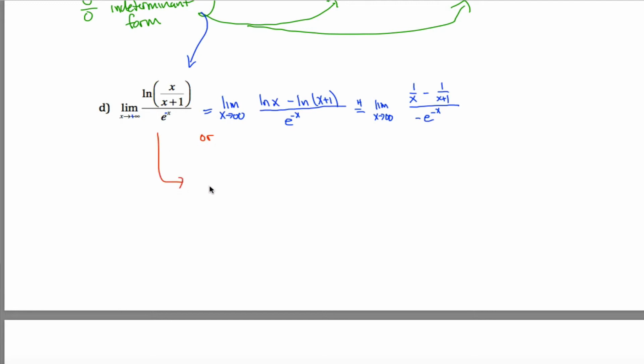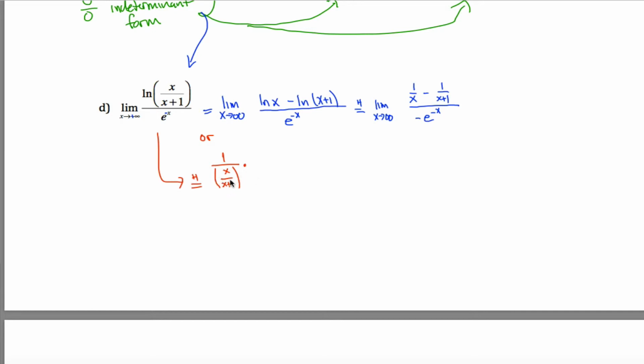you could say that this thing right here equals, using L'Hopital's rule, the derivative of the top would be 1 over all that stuff times the derivative of that stuff. I'm using the chain rule here. And so to figure out the derivative of this stuff, to figure out the derivative of x divided by x plus 1, you got to use the quotient rule.